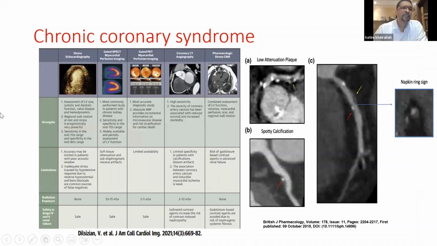And here, for non-invasive testing we have stress echo, we have SPECT, we have PET, we have cardiac CT, and we have stress CMR as well.